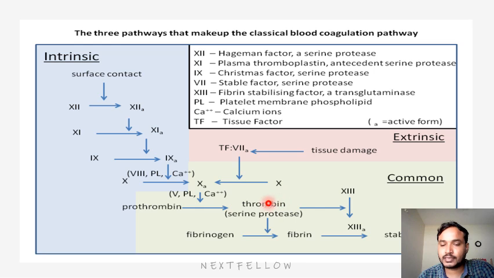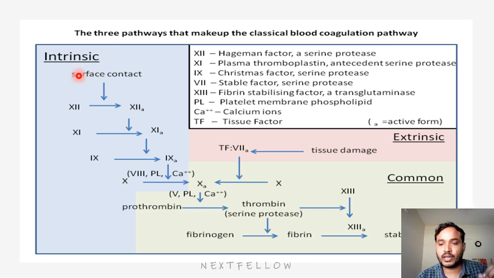This thrombin will activate factor 13, and at the same time convert fibrinogen to fibrin. Factor 13 is activated to factor 13A. In the presence of factor 13A, this insoluble fibrin will be converted into stable fibrin. This is how the extrinsic pathway leads to the common pathway, and how stable fibrin gets formed. Next we will discuss the intrinsic pathway.